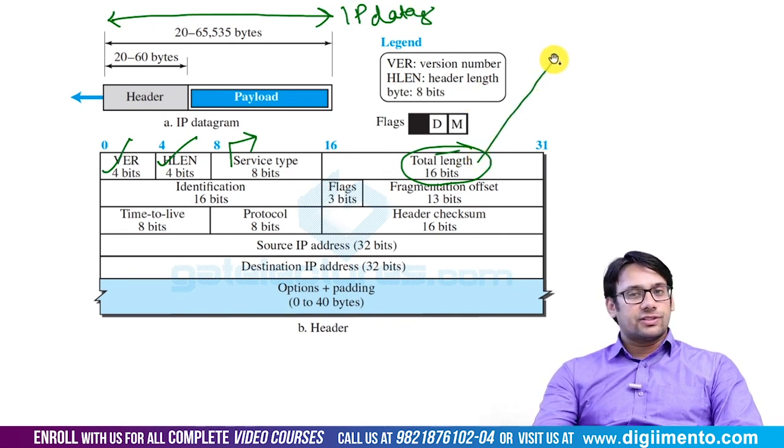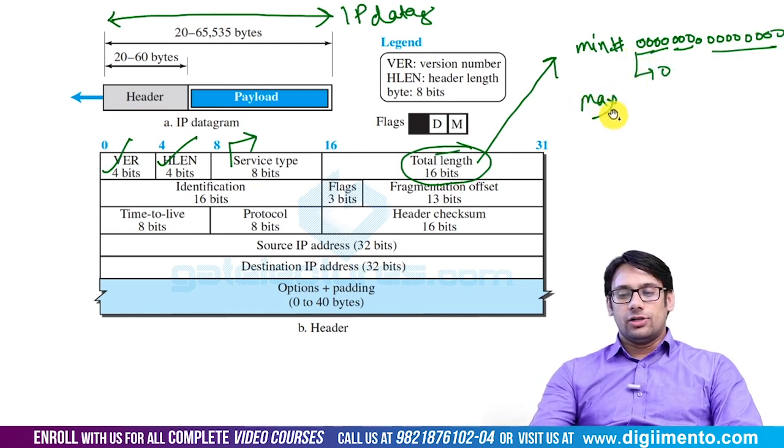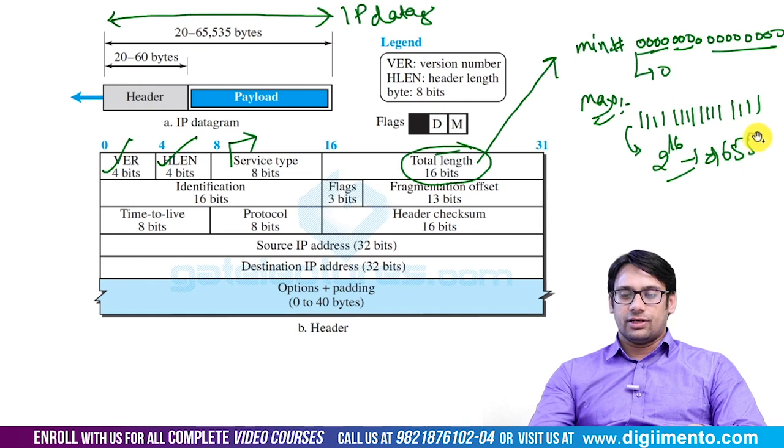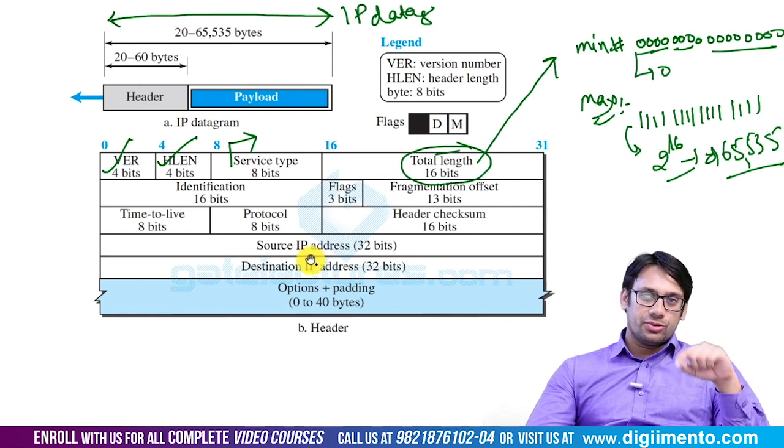So this total length field is of 16 bits. Therefore, the minimum number that you can represent with 16 bits is all 16 zeros, which is a minimum number of 0, and the maximum number will be all 16 ones, which is 1111 1111 1111 1111, representing 2 raised to power 16 minus 1. Therefore, this total length field can store the maximum number, which is 65,535. But you see, the minimum length of the header is going to be 20 bytes.